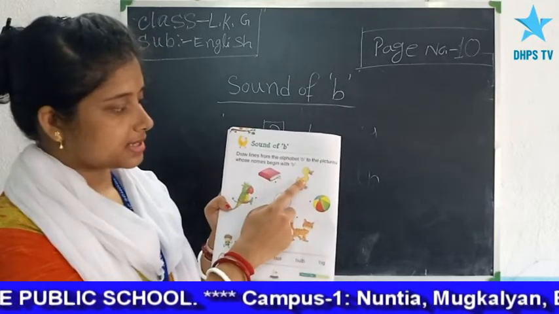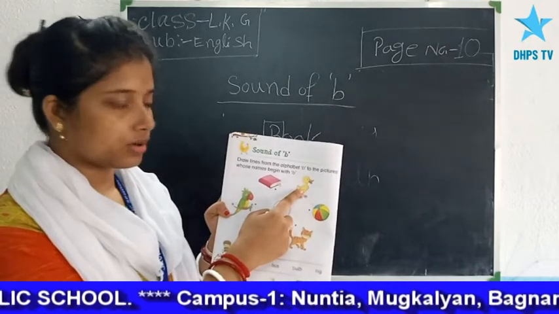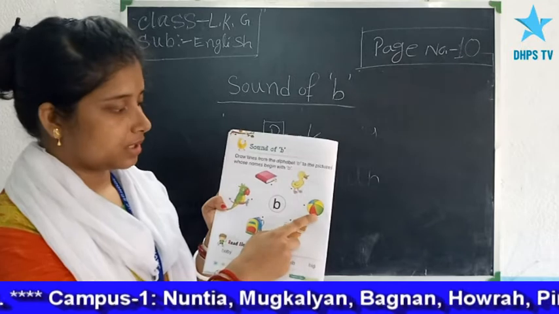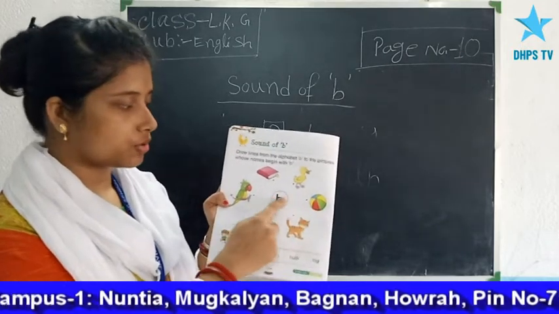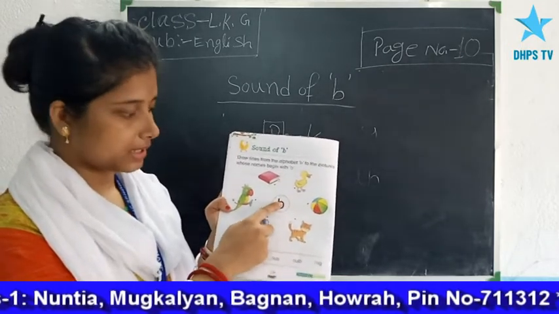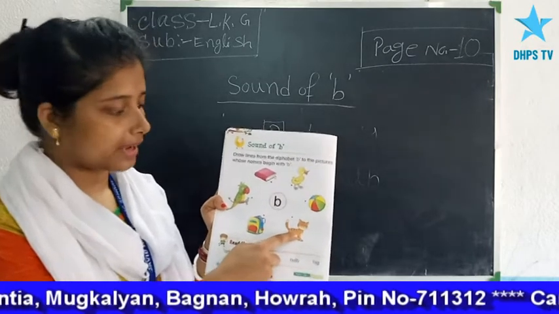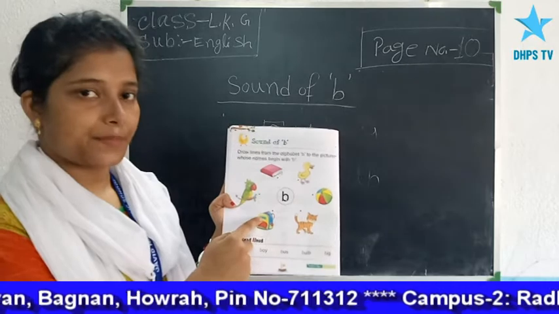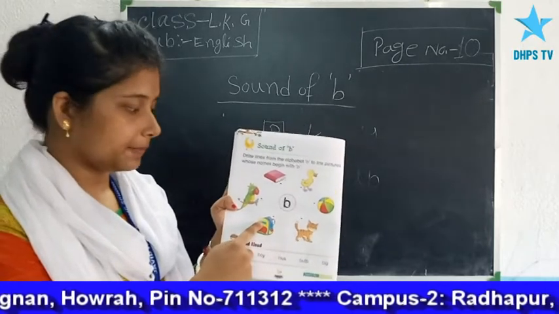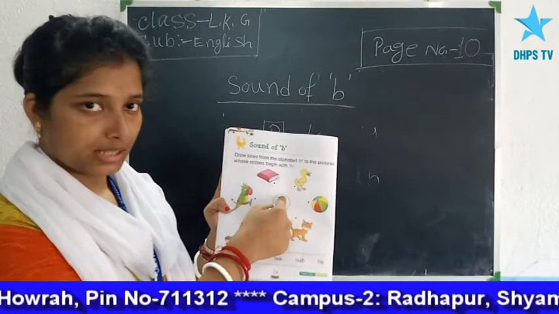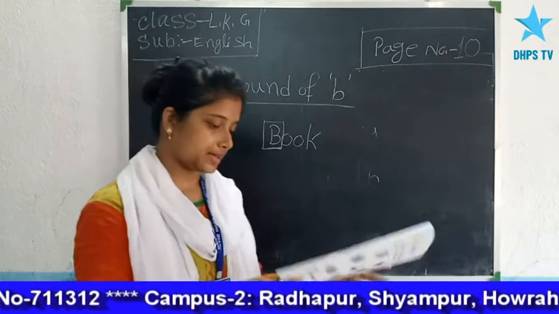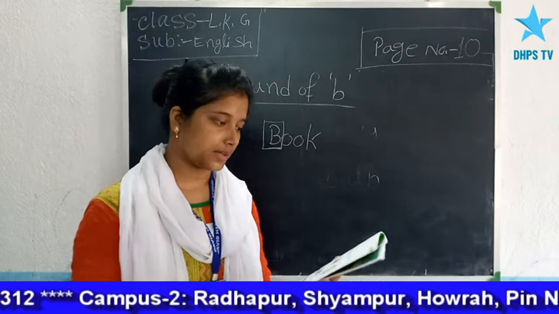Next, what is this? This is a chick. Chick does not start with the letter B. What is this? A ball. Ball starts with B, so join it with the letter B. Then cat. Cat does not start with the letter B. And this is a bag. Bag also starts with B, so join the letter B with the picture of the bag. Now turn the page. Page number 11.